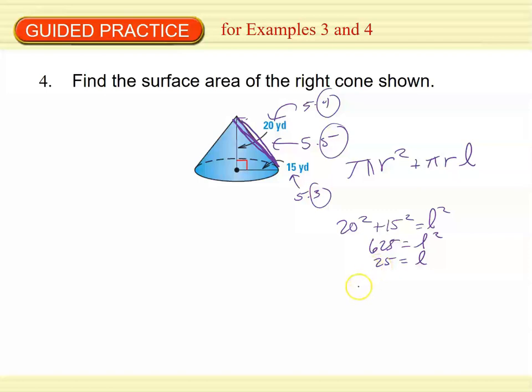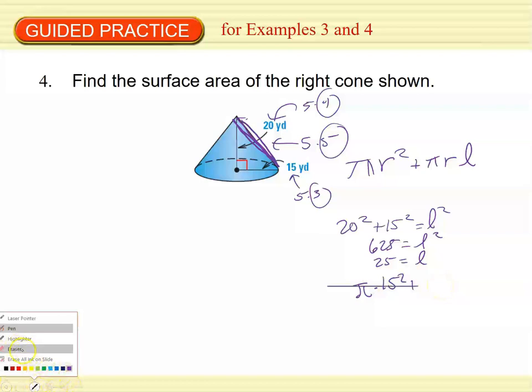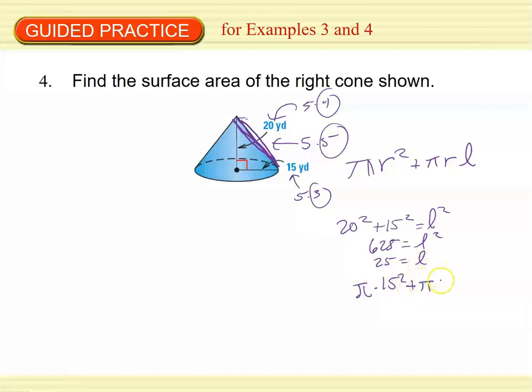All right, so we have pi times the radius, which is 15, squared plus pi times the radius times that lateral height. Sorry, don't know why it sometimes does that on here. I think it's just the way I lay my hand touches the screen occasionally, so sorry about that.